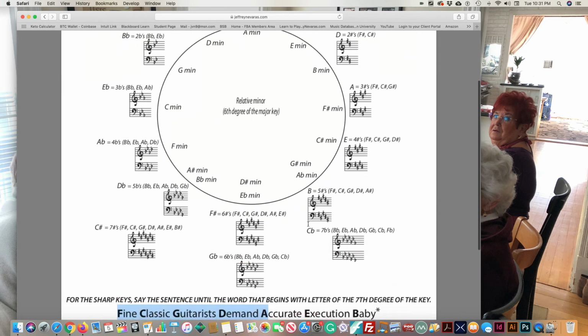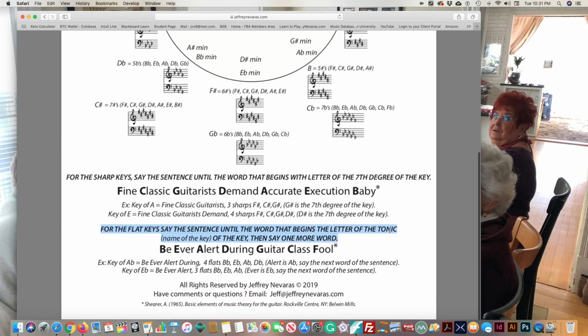Now, if we're looking for the flats, what we do is we say the sentence until the word that begins with the letter of the tonic or the keynote. All right, and then we say one more word. Let's take A flat because it's the beginning here. We have the key of A flat, so we say Be Ever Alert. We've got to say one more word past the tonic.